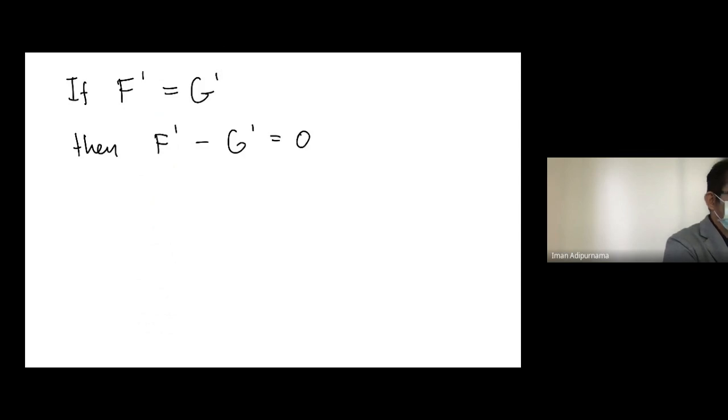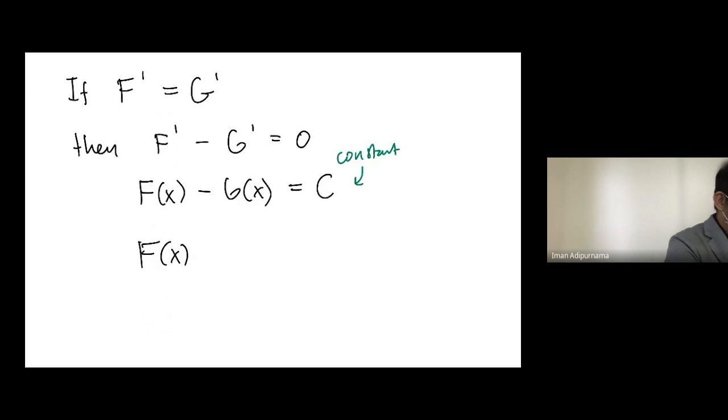Now another theorem. If the big F prime is equal to another function g prime, then if you take this to one side, it equals 0. If you take this and find the antiderivative, this will result in a constant. So that F of x equals g of x plus c.